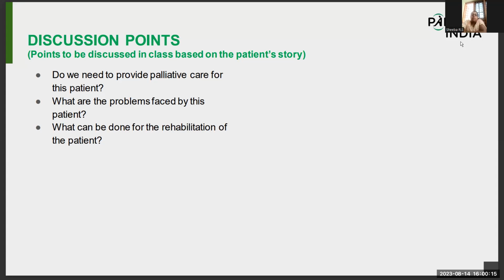So Sister Sindhu Mol is asking, do we need to provide palliative care for these patients? What do you think? Please respond. Yes. Yes. Okay.